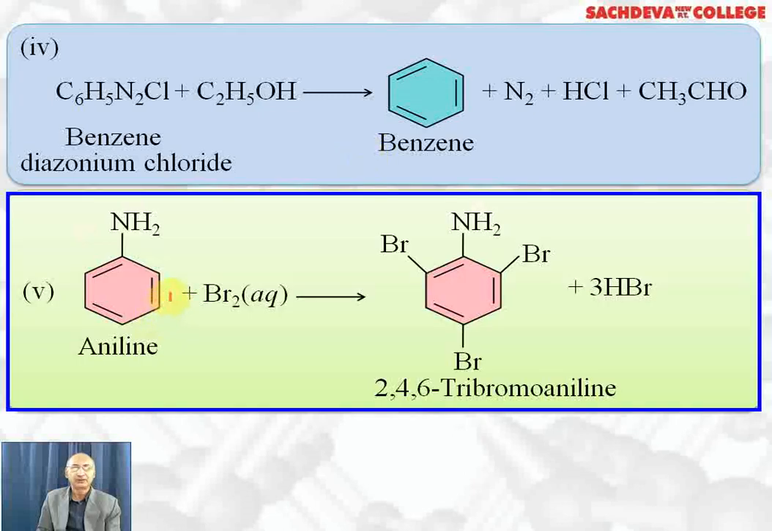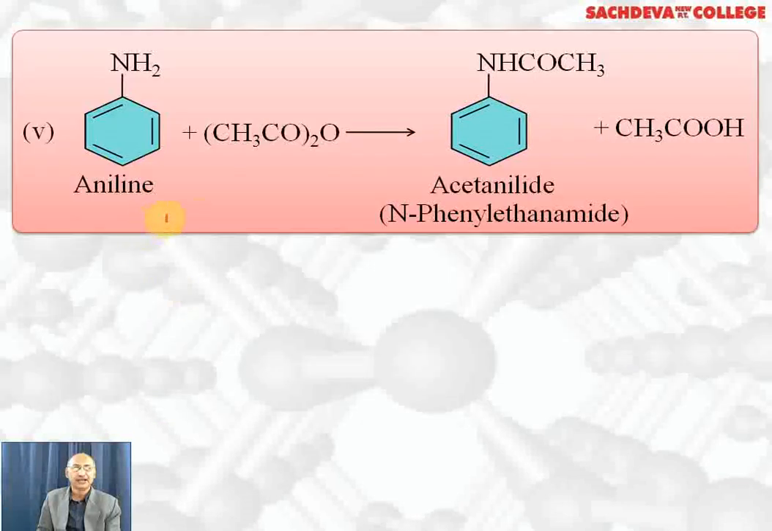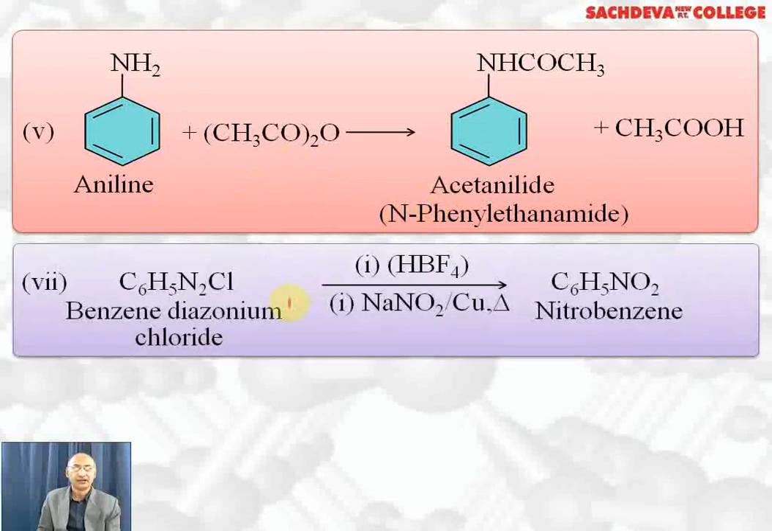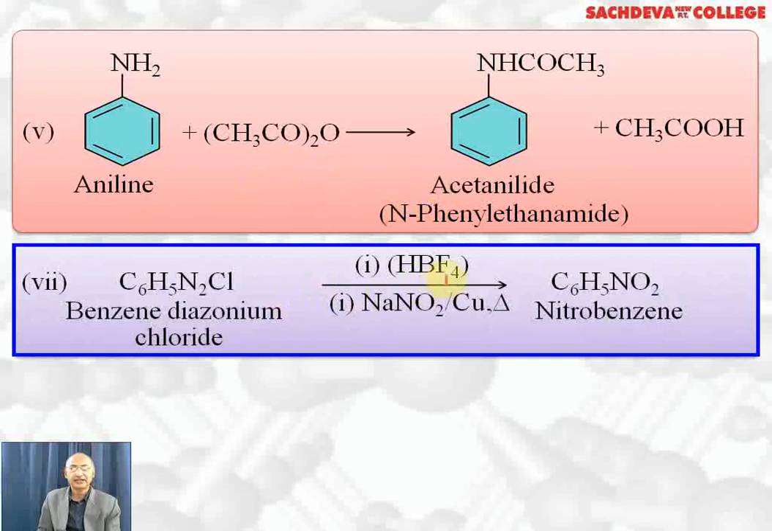Aniline, when treated with bromine water, we get 2,4,6-tribromoaniline. Aniline, when treated with acetic anhydride, product formed is acetanilide, that is N-phenylethanamide, plus acetic acid. Benzene diazonium chloride, when reacts with HBF4 followed by NaNO2 and copper, nitrobenzene is formed. In first step, we get N2 positive, BF4 negative. In second step, we get nitrobenzene.